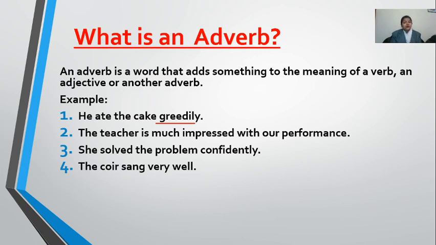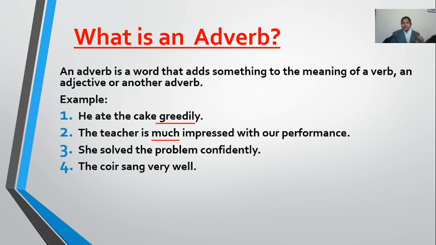Clear? Now the second sentence is, the teacher is much impressed with our performance. How was the teacher? The teacher was impressed. Okay? Now how she was impressed? Much. How was she impressed? Much. So much is telling me more about this word, impressed. So here much is my adverb, as it is modifying an adjective here. What is that adjective? Impressed.